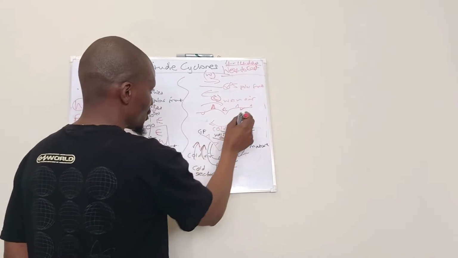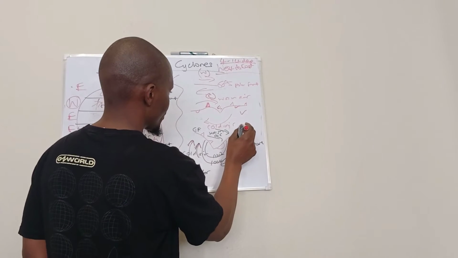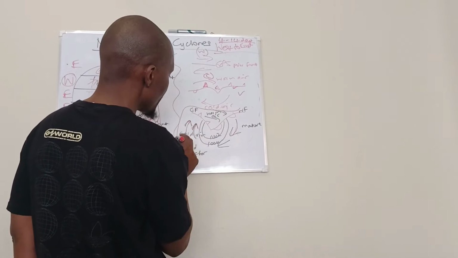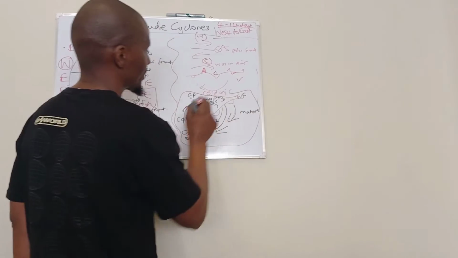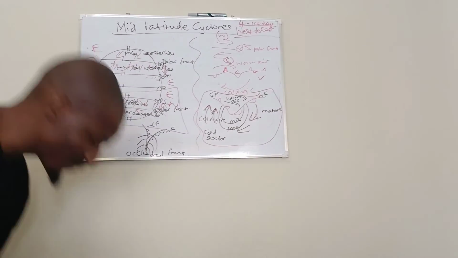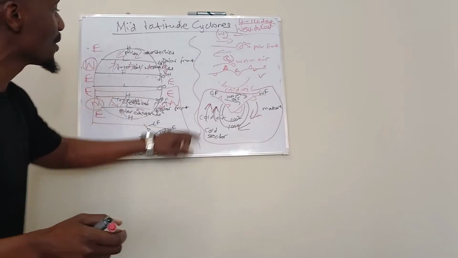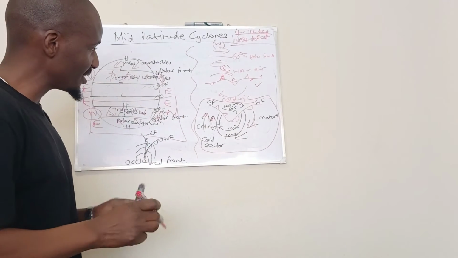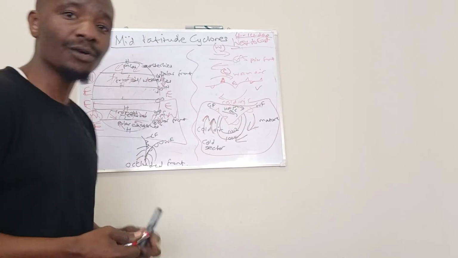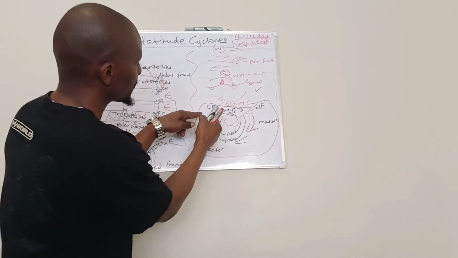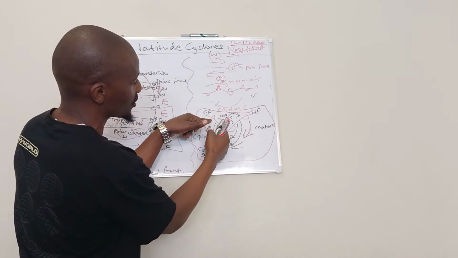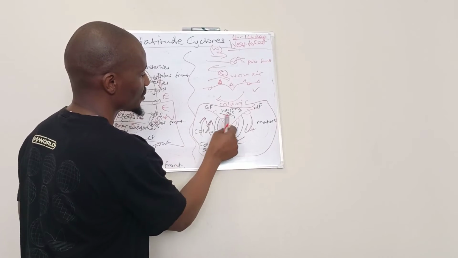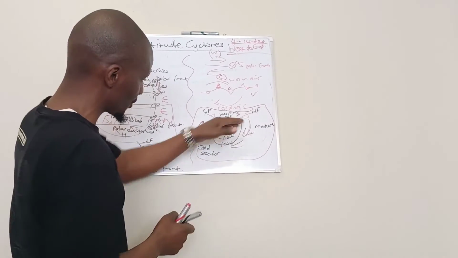Now it has reached the mature stage. Now we have got clearly defined cold and warm fronts. How do you identify the two? Cold front, obviously, you can see with these triangles. Then your warm front, you can see with the semicircles that you can see there.